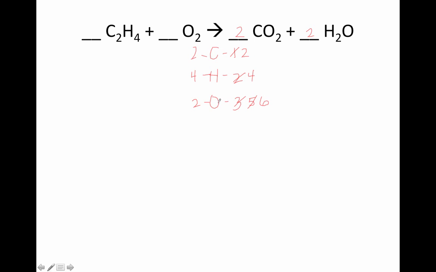Just oxygens left. 6 on the right and only 2 on the left. Well, what times 2 gives me 6? Well, in this case, 3. And in all cases, actually, 3 times 2 gives you 6. Okay? So that is now 6 oxygens. 2 and 2, 4 and 4, 6 and 6. Seems to be good. And remember, look, there's nothing here, so that's just really understood to be a 1. So this should be a balanced combustion equation.